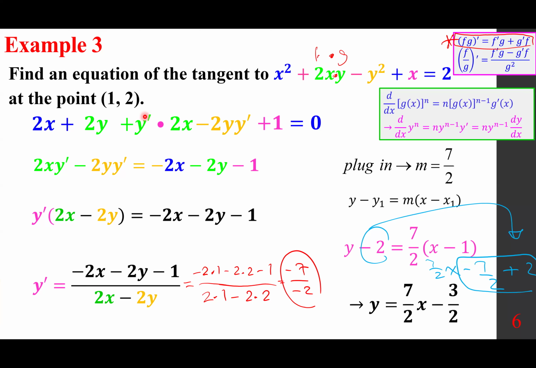Notice we can plug in 1 and 2. It works, which means this process is right. Meaning if the slope is 7/2, we haven't made a mistake. It doesn't say anything about this process.